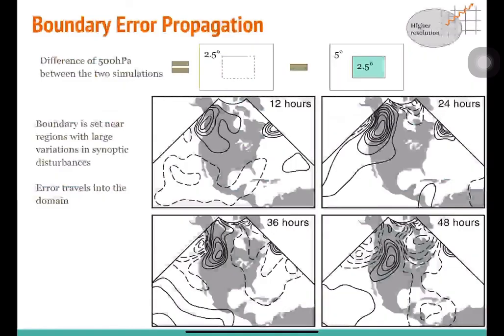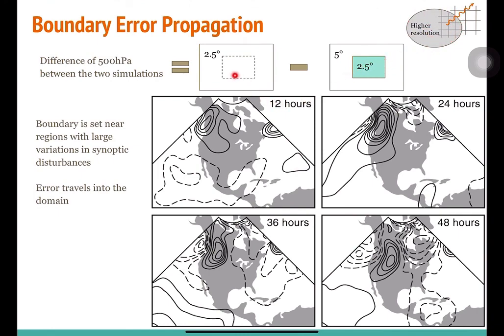There are some examples. For example, if we do 2 simulations, this one is with 2.5 degree resolution for the whole domain, and then this one is with a 5 degree, a lower resolution, and then we run a higher resolution in the middle, as a nested domain. So this is a nested domain. We have a low resolution on the outside and a high resolution in the inside.